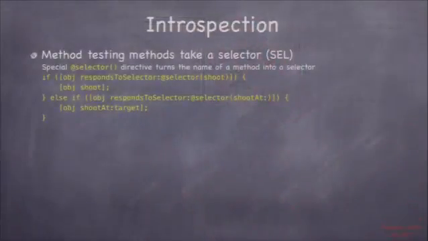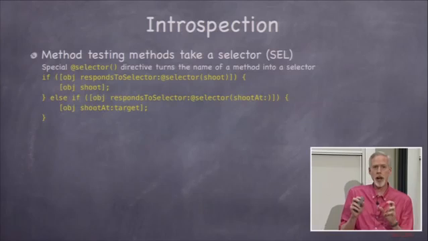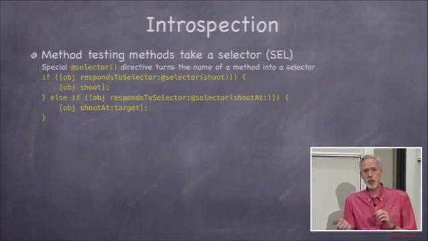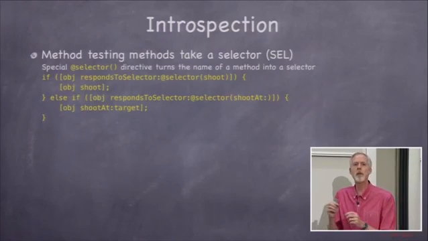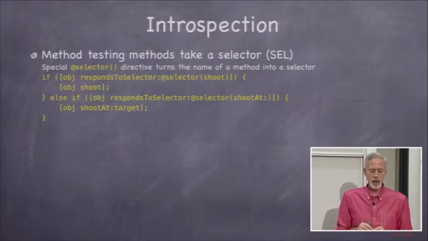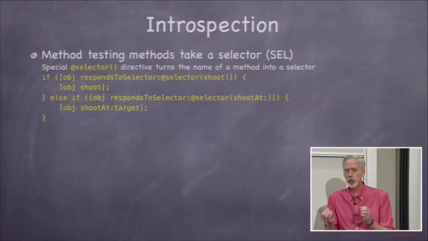Okay, so methods, when we use them in this respondsToSelector thing, we call them selectors. A selector is really kind of an identifier for a method name, because if you have the method shoot, it's the same selector no matter what class you're talking about implementing it. Even if they don't inherit from each other, they're completely unrelated. You might have a gun class that says shoot, and you might have a ship class that says shoot. The selector shoot would be the same.